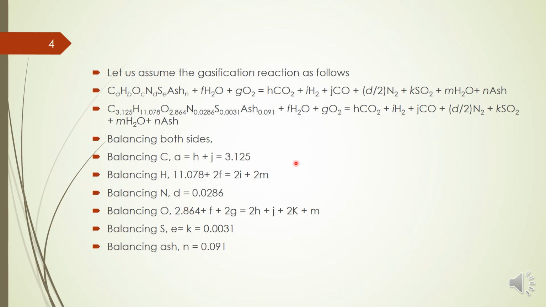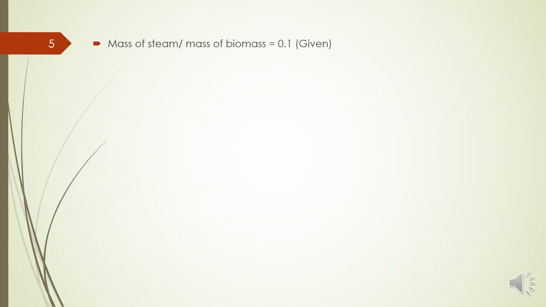Now we have three equations containing a number of unknowns. So we have to further use the clue given in the question. So what are the clues given in the question? So this is given, that is the mass of steam to mass of biomass. So what is that ratio?